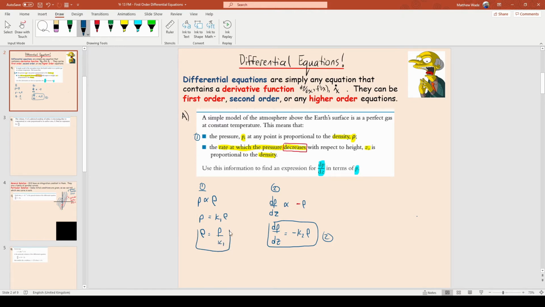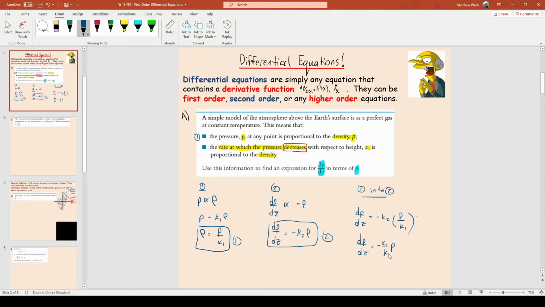Let's call that equation 1, because then all you have to do is put 1 into 2. That one into that one, and you're going to get dp dz equal to negative k2, and then in here you're going to have p over k1. Which means that dp dz is going to equal, now p is a variable and k is a constant, so I'm going to leave my p there, and I'm going to have minus k2 over k1.